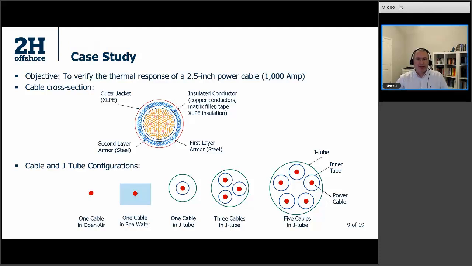And there are multiple platforms. I did not list all of them over here. There are multiple platforms, and there are different J-tube configurations. So when we consider all of this, the configurations that we need to consider are basically classified over here. We have one cable in air, one cable in seawater, one cable in J-tube, inside an inner tube, and 3 cables in J-tube, and there are 5 cables in a J-tube. The green one is J-tube, we have inner tubes, and these red dots are representing the power cables. So we need to check out the thermal behavior of the cable for all of these different configurations in this case.